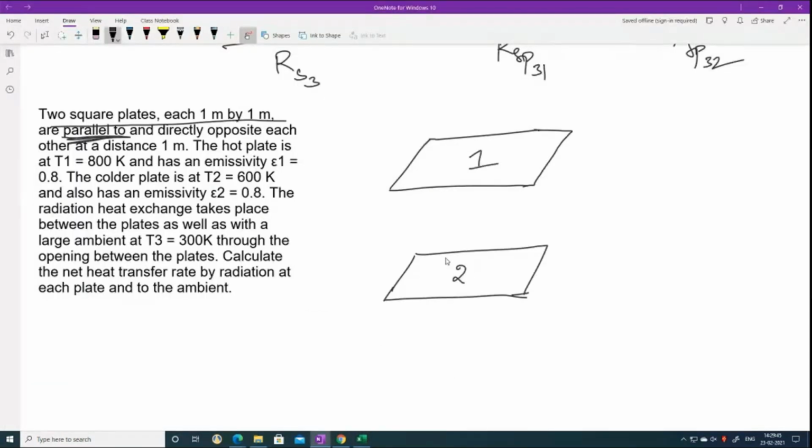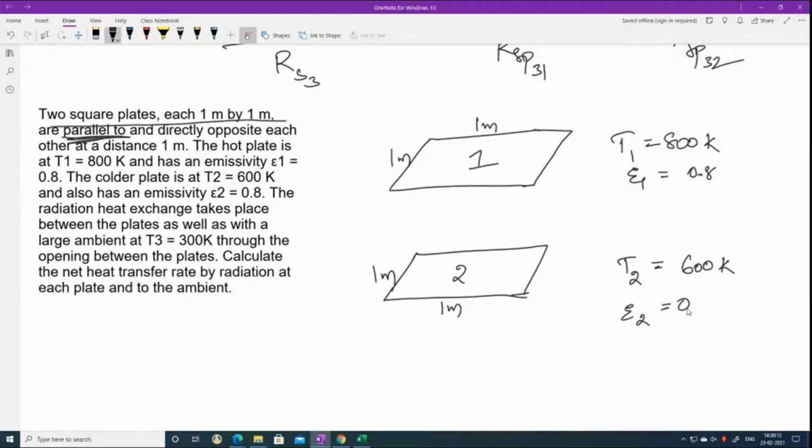So this is body 1 and this is body 2. These two are parallel to each other and the dimensions are given as 1 meter by 1 meter. Both of them have the same dimensions also, and the temperatures are given. T1 is equal to 800 Kelvin and T2 is equal to 600 Kelvin, and epsilon 1 is equal to 0.8 and epsilon 2 is also 0.8, both are equal.